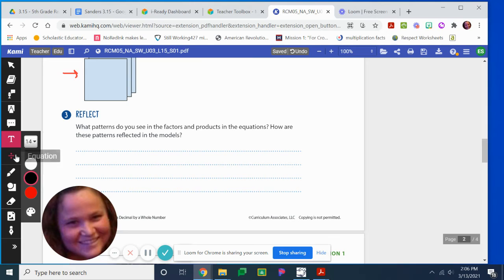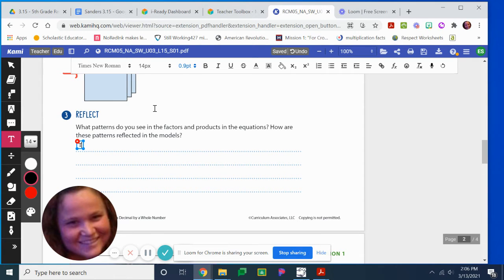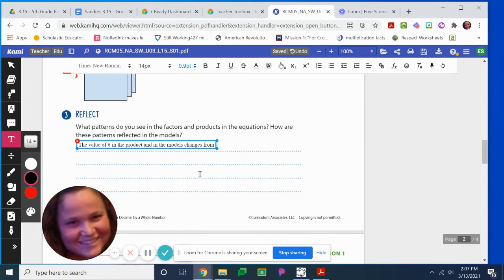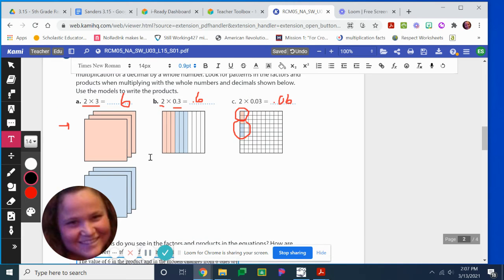So what we're going to write here is that we're seeing that the value of 6 in the product, and remember boys and girls, product is the answer to a multiplication problem, and in the models, changes from first it was 6 ones because we've got 6 ones when we've got whole numbers. Then it goes to 6/100.